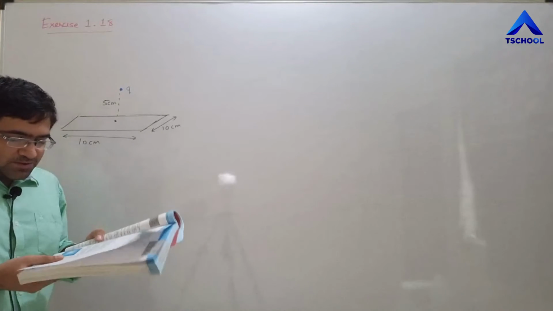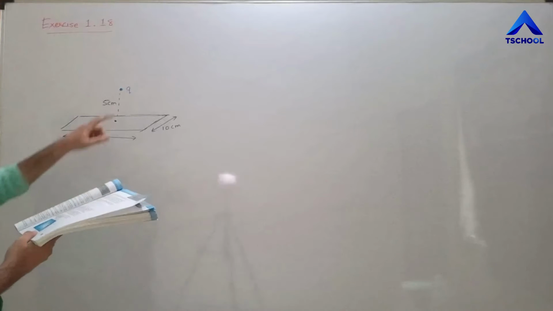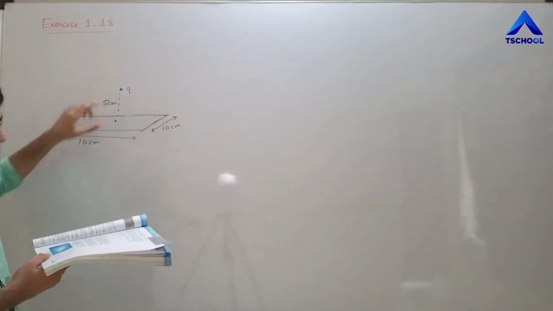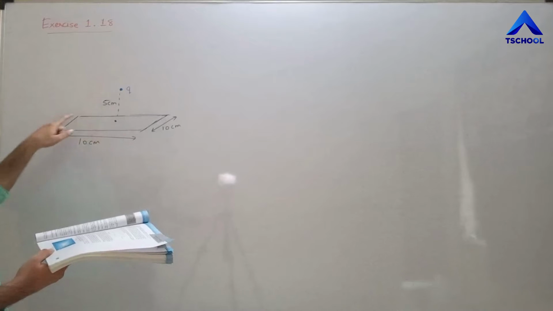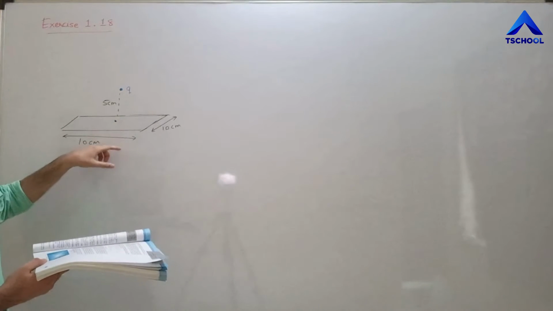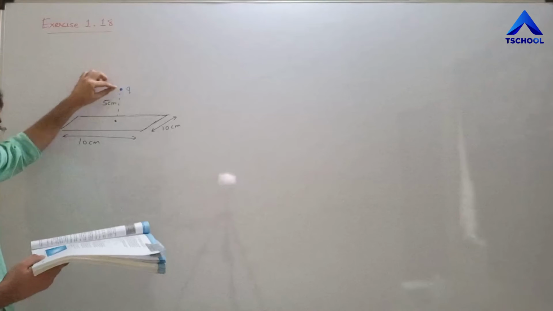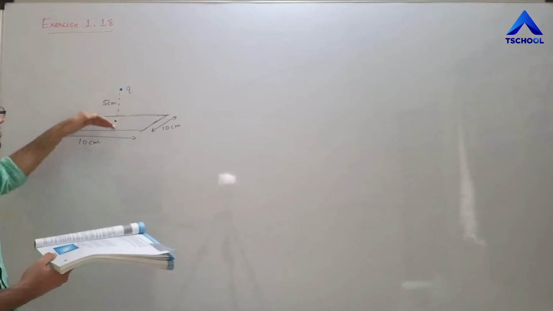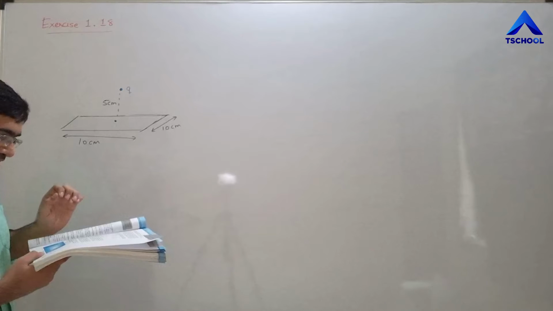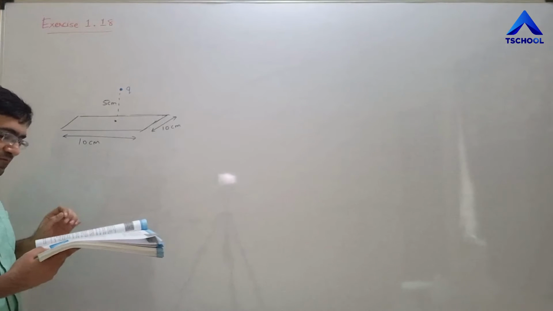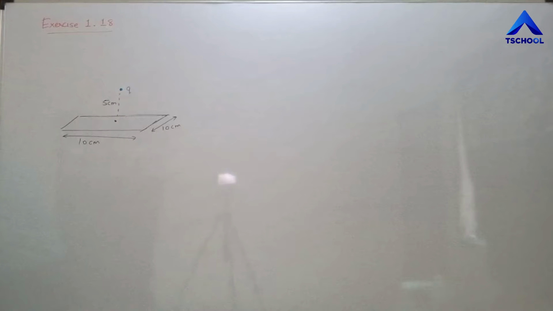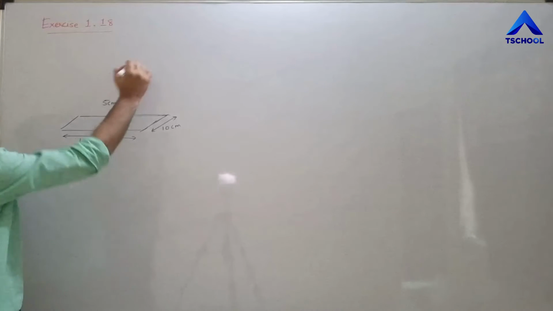A point charge Q of plus 10 microcoulomb is placed 5 centimeter directly above the center of a square of side 10 centimeter. So this is a square with side 10 centimeter and there is a point charge Q over here, which is 10 microcoulomb, placed directly above the center of that square. What is the magnitude of the electric flux through this square? So we have to find the magnitude of the flux through this square.